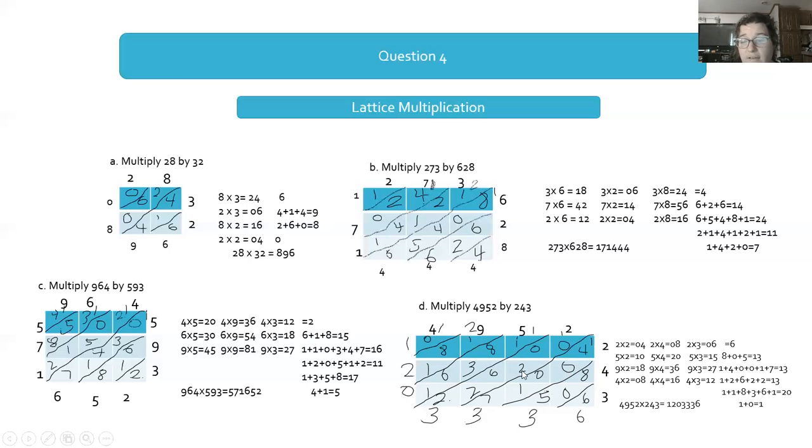4 times 5 is 20. Put your 2 up top, your 0 on the bottom. 4 times 9 is 36. 3 up top, 6 on the bottom. 4 times 4 is 16. Make sure you have your 1 up here and your 6 down there. Okay? And you got to come down to the next one.